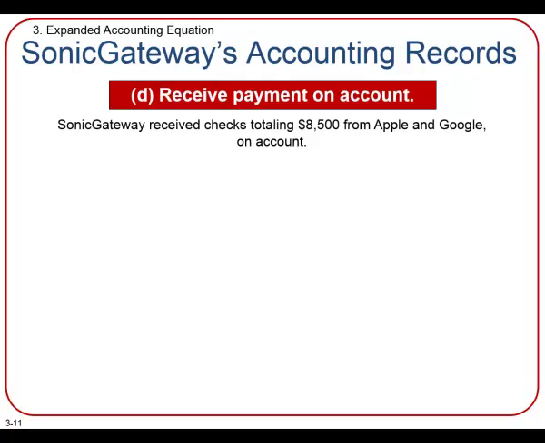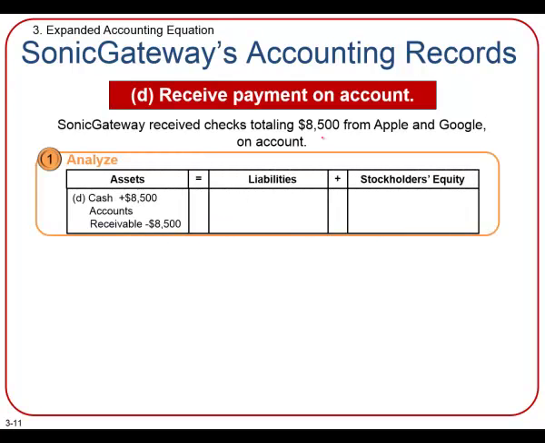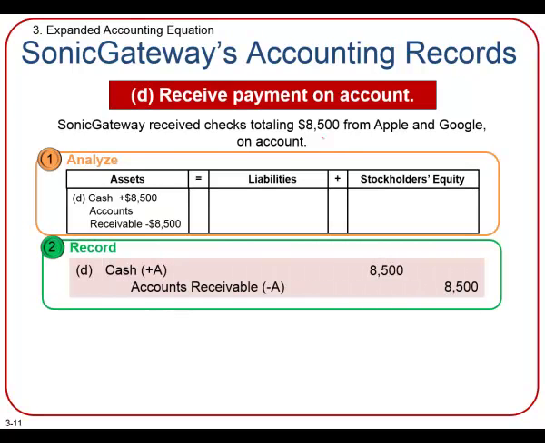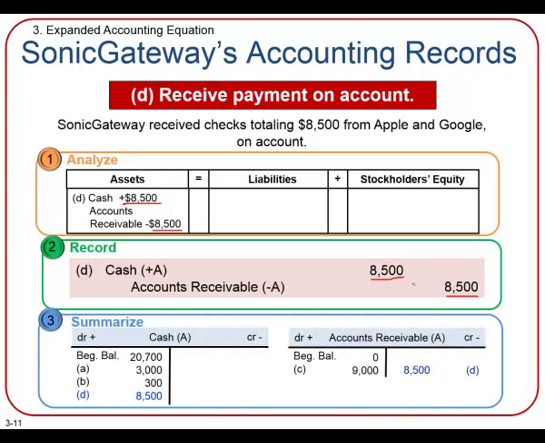Here's another revenue example. SonicGateway received checks totaling $8,500 from Apple and Google on account. So here's the actual payment that we received from Apple and Google for the revenue we earned earlier. We already recorded the revenue. Now we can record the actual cash. They paid us $8,500. We had $8,500 sitting in the accounts receivable account because we knew they were going to pay us later. Now we can reduce that account. Cash goes up, accounts receivable goes down. Summarized in our T accounts shows that debits equal our credits.